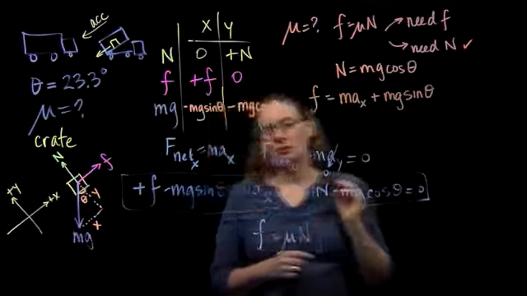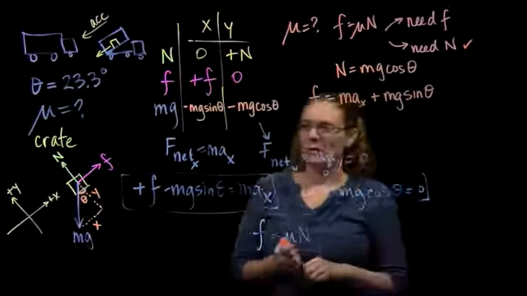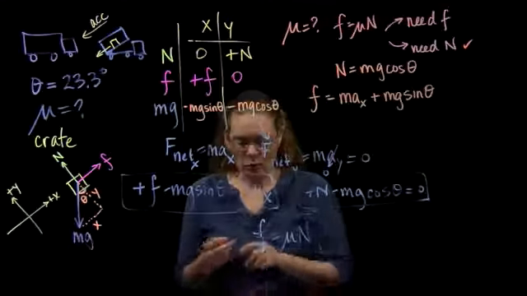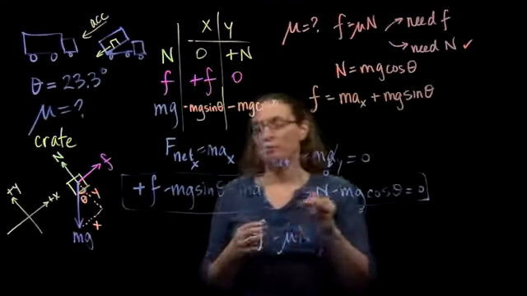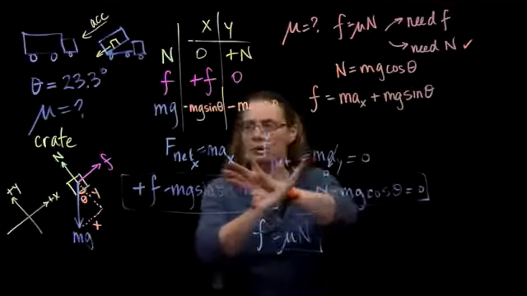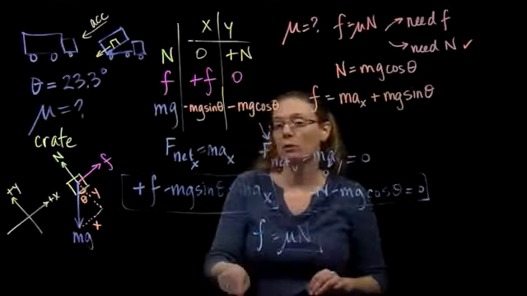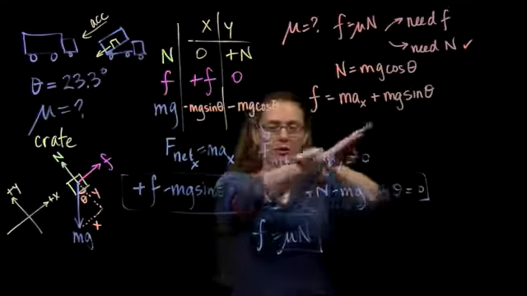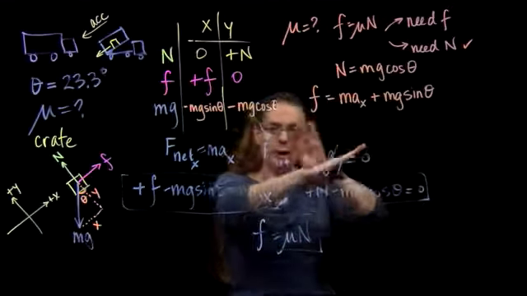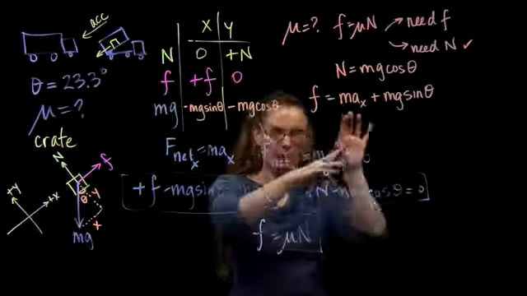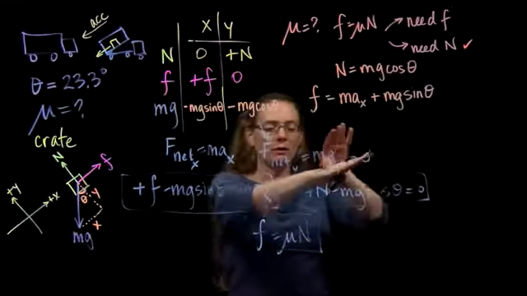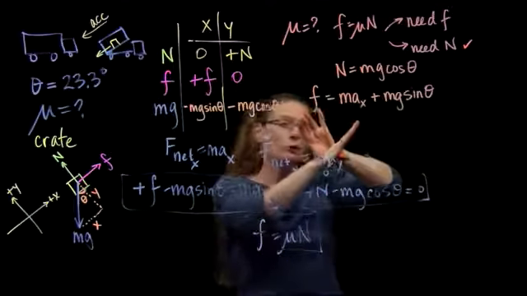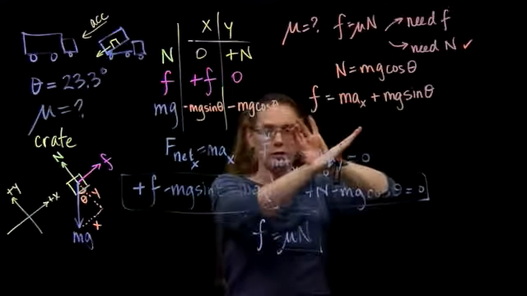So that's a subtle point in this problem. The question asked, what is the coefficient of friction between the bed and the crate that's sliding down? And is it kinetic or static? Remember, we have two types of friction. Kinetic friction is when something's already sliding, the two objects are moving with respect to each other. Static friction is when we have an object that's not moving with respect to the other surface.